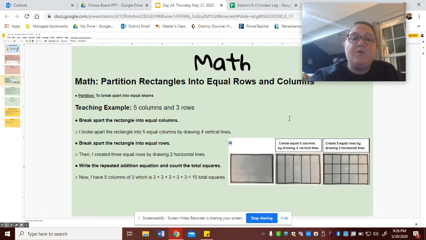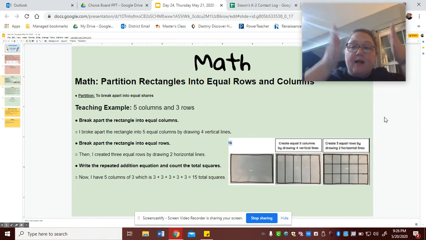For math, we are partitioning rectangles, and a partition just means to break apart. So think about a partition like cubicles at your mom or dad's work. It's that wall that breaks apart the room. Okay. So for example, we remember our song, I am a column. I go up and down, rows go sideways.